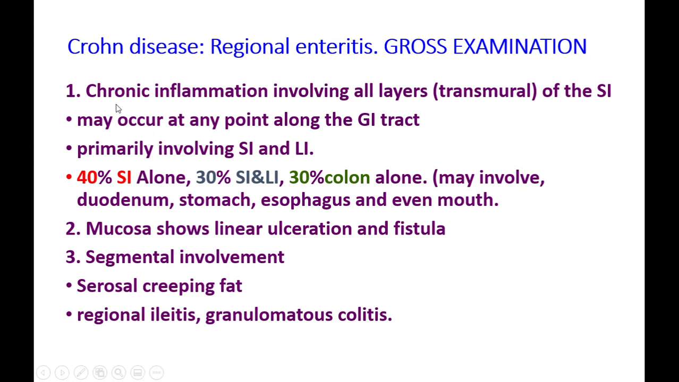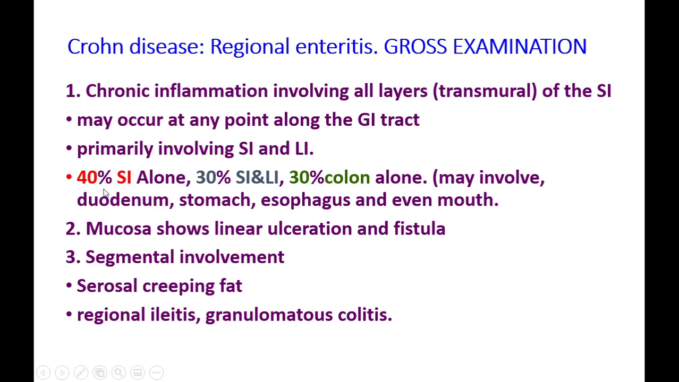Characteristically, the inflammation is transmural. Transmural, that is, all the four layers of the bowel are involved by the inflammatory process. Crohn's disease can affect any part of the gastrointestinal tract from the mouth to the anus at any point, whereas it is primarily involving the small and large intestine.